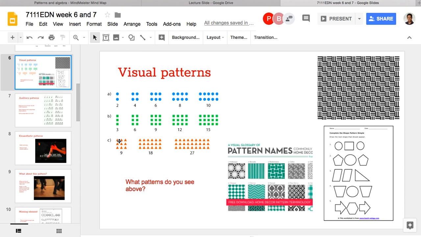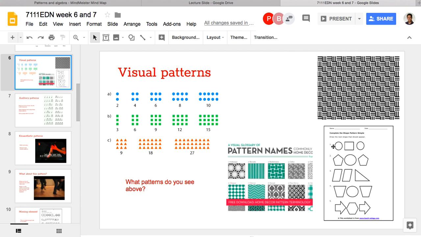Here's another example of skip counting, much more complex. Probably you wouldn't do this with your littlies, but it's skip counting in nines. So we have 9 visually represented, 18 visually represented, and 27 visually represented. We can also see patterns over here.